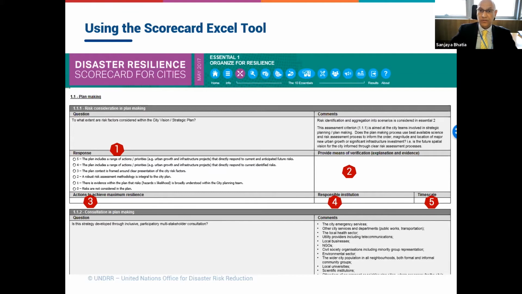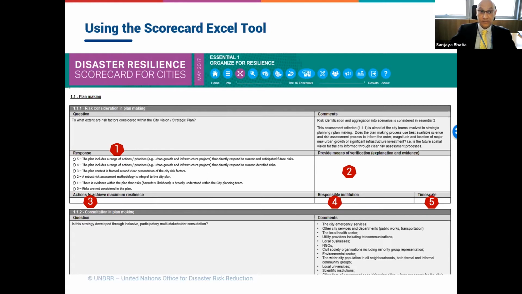so that is what the scorecard does. It helps you, firstly, to understand where you are. It helps you to visualize where you want to be and what the steps are that you need to take to reach there. And then it helps you to develop a kind of plan. So you have the steps, you have who is responsible, you have the time scale. So you are halfway to a bankable project, actually, because when you've done this exercise.